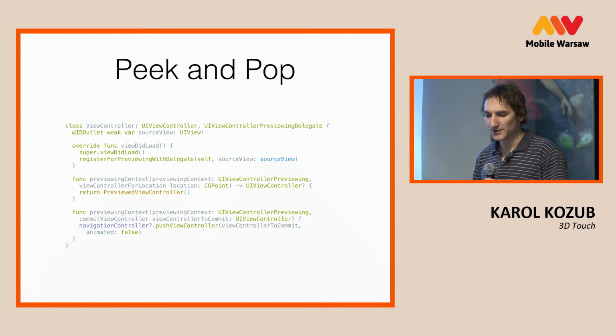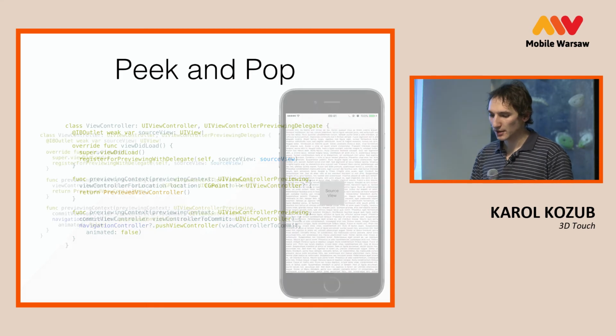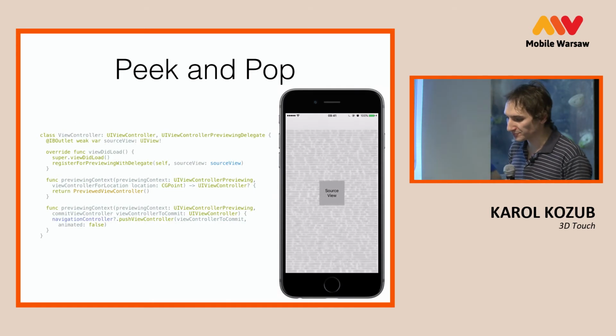It uses the source view for the registration, and it uses itself as the delegate. In the delegate methods, in viewControllerForLocation, it just returns a new instance of a previewed view controller, which is an empty view controller that simply has some zip file associated with it. And then in commitViewController, we just say that we want to push the view controller onto the navigation stack. The commitViewController is the action that happens when you push the source view even further when the preview is shown. Here it is in action.